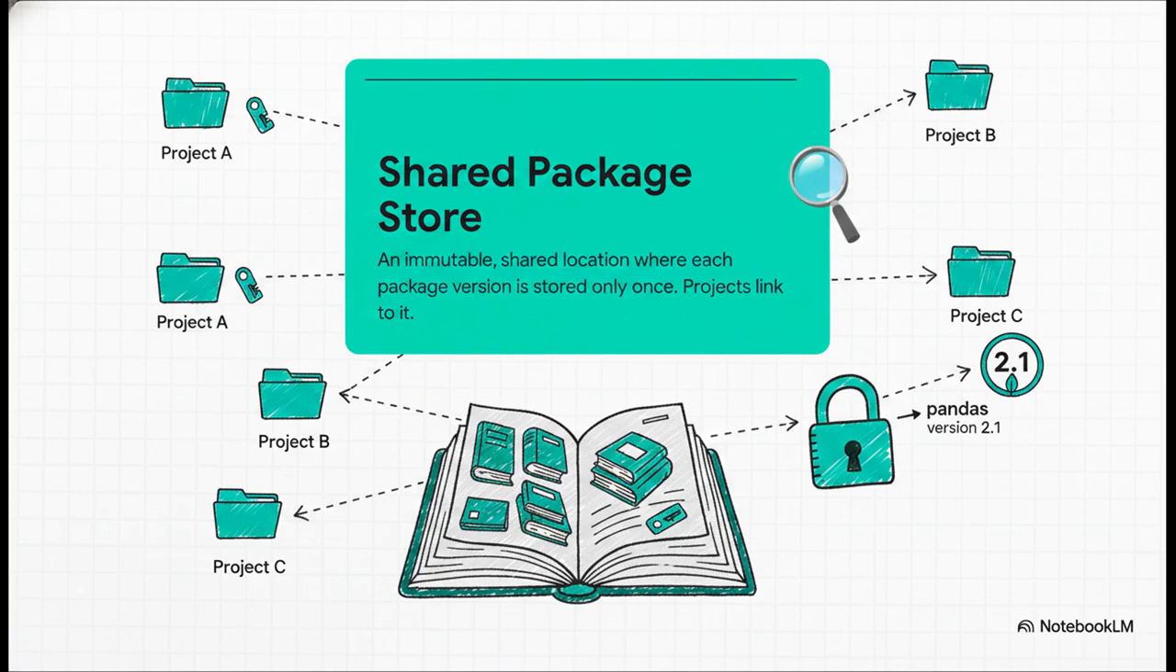The best way to think about it is like having a central library on your computer just for your Python packages. When a new project needs, say, pandas, it doesn't get its own copy of the book. Nope. It just gets a library card that points to the one and only copy in the main library. And that book is immutable. It's read-only, so nobody can mess it up, which keeps everything consistent and safe.